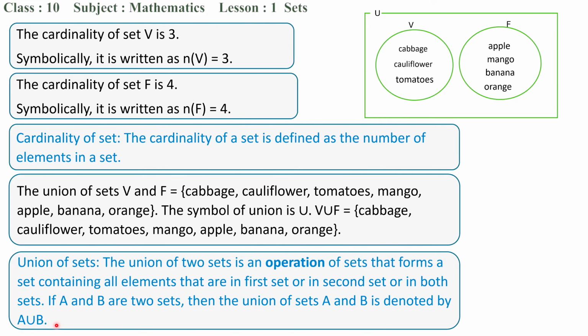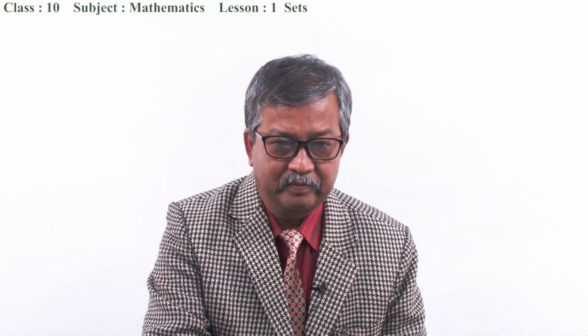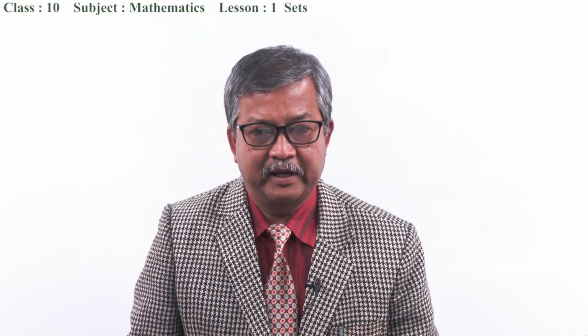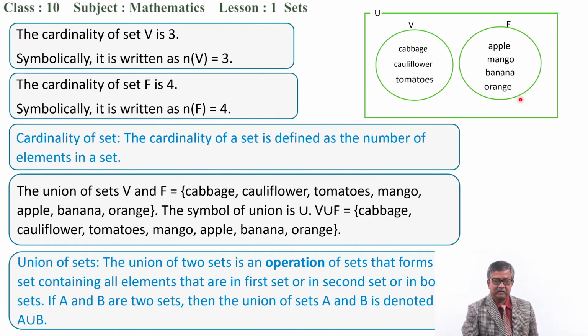So what is the union of sets? The union of sets is an operation on sets. Through that operation, what can we do? We form new sets, isn't it? Now, from this example, we have taken the same Venn diagram with the two sets B and F. Before, we discussed the union, isn't it?